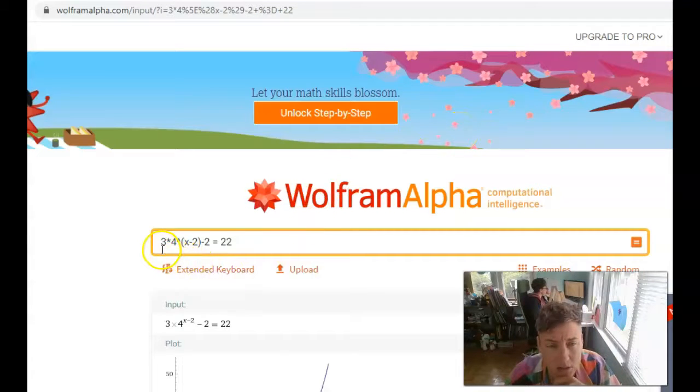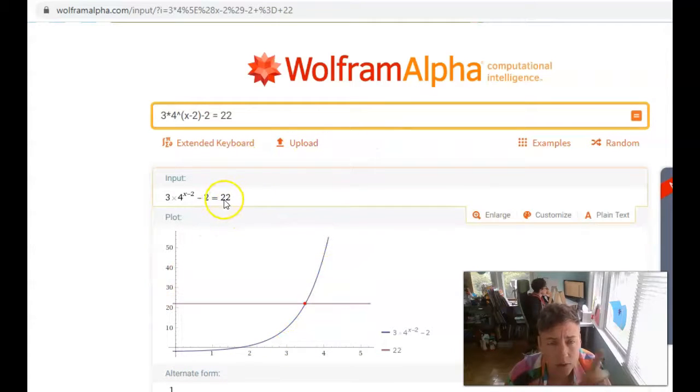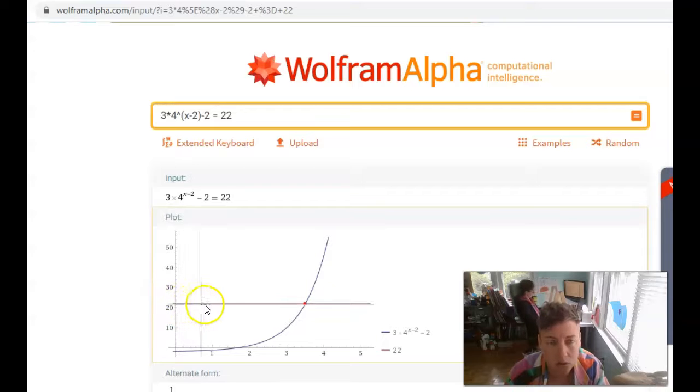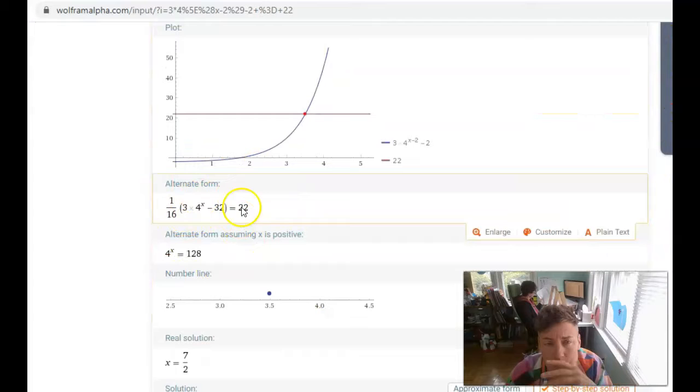So I just typed in our question, 3 times 4 to the x minus 2 equals 22, and then double checked that the input is actually the question that I want. Otherwise, I probably need to add some parentheses somewhere. Anyway, it's all good. They give us a nice plot of what that function would look like. An exponential grows slowly in the beginning and then faster and faster. And then they set this equal to the number 22. And then we find the point of intersection where these two things equal each other, and the number 22. Some alternate form, not sure how that's helpful.